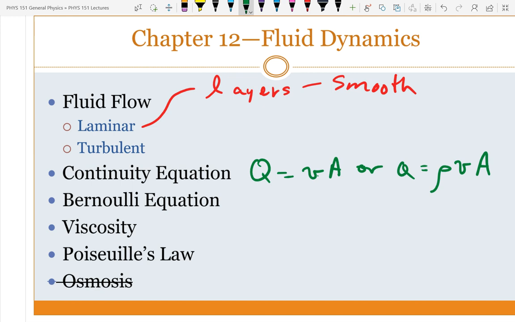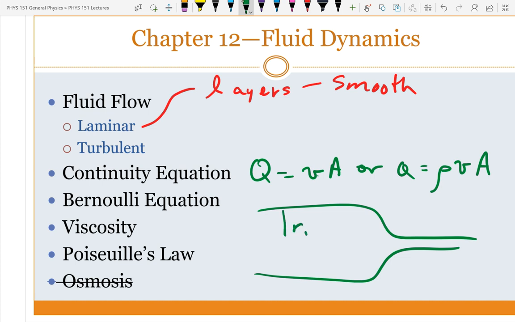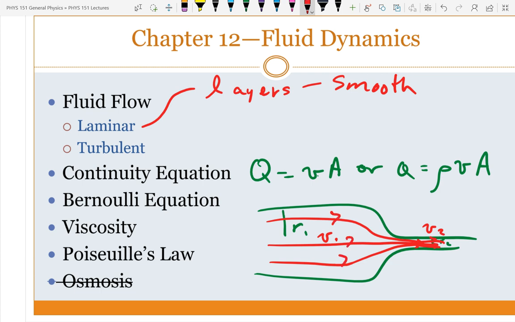And so we use that to say if I have something like this, clearly the area 1 is bigger than the area 2 because R1 is bigger than R2. What's going to happen to the speed as it goes into the bottleneck? What has to happen to the speed? It has to increase because the area got smaller and the flow rate's going to stay the same.